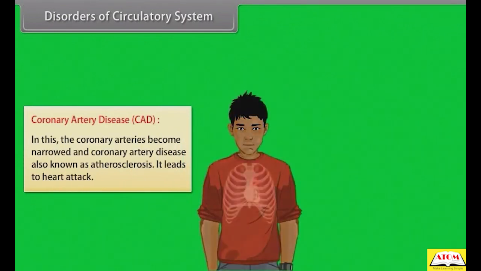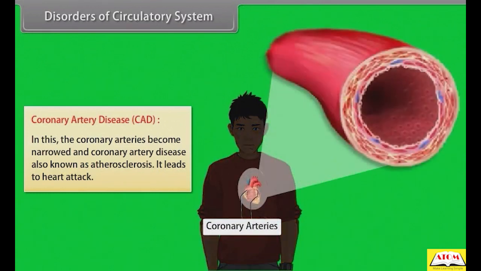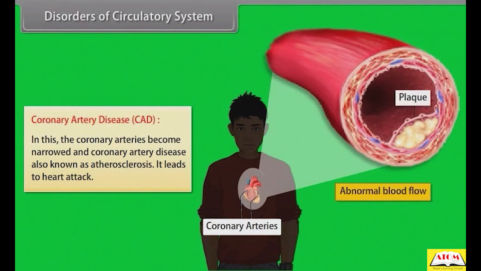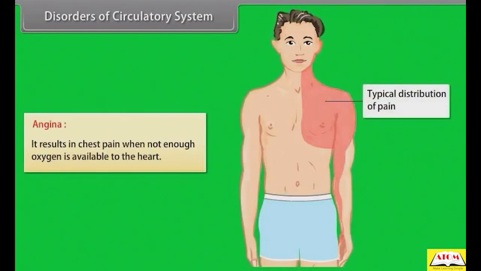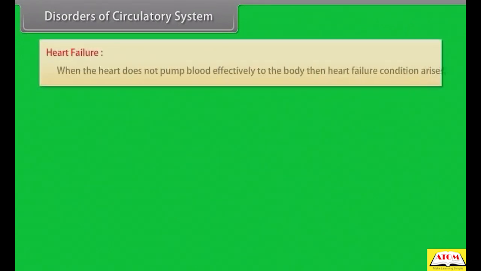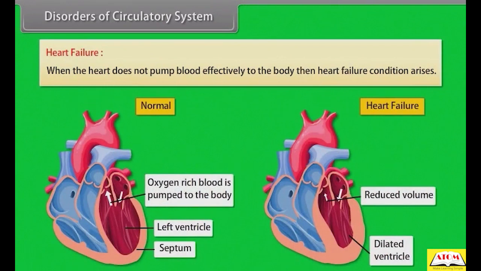Coronary artery disease or CAD. In this, the coronary arteries become narrowed, and coronary artery disease is also known as atherosclerosis. It leads to heart attack. Angina results in chest pain when not enough oxygen is available to the heart. When the heart does not pump blood effectively to the body, then a heart failure condition arises.